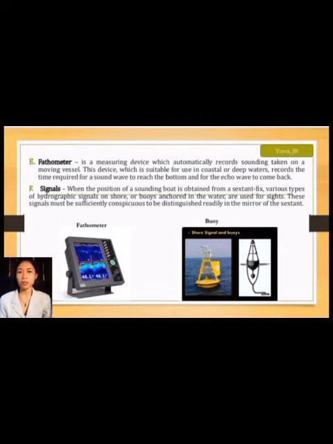When the position of a sounding boat is obtained from a sextant fix, various types of hydrographic signals on shore or buoys anchored in the water are used for sights. And this signal must be clear to be distinguished readily in the mirror of the sextant.